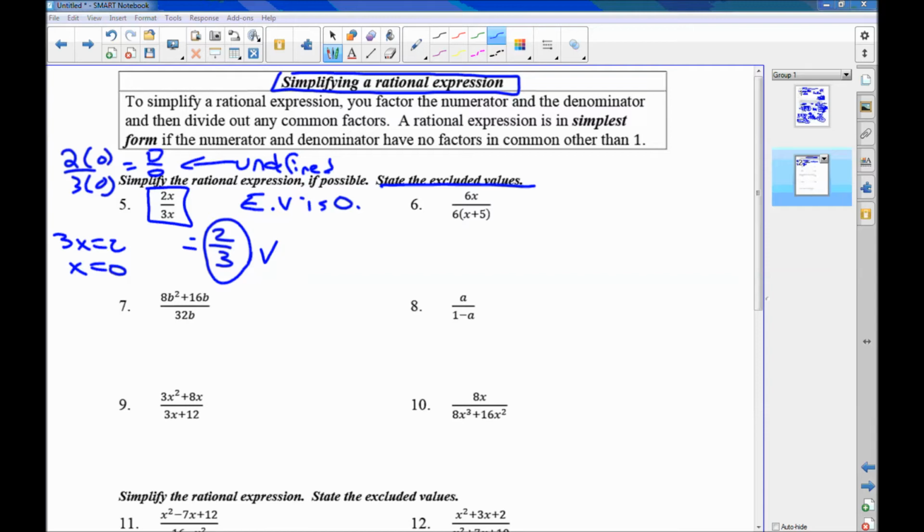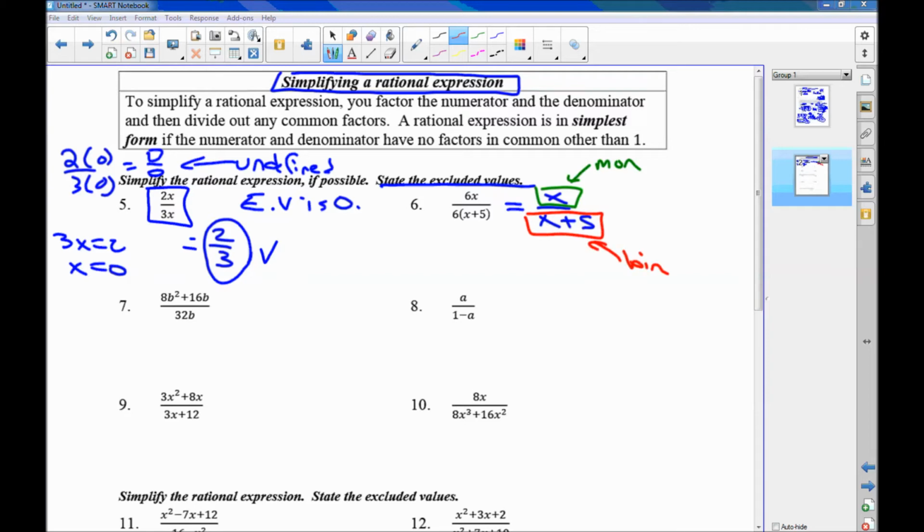All right, number 6. On top, it's already factored. 6 times x, a monomial, can't be broken apart anymore. The bottom's already factored. They factored out a common monomial of 6. And then we can cancel the 6's. And we're left with x plus 5 underneath of x. Now, a lot of people will try to cancel the two x's out and make this 1/5. But be careful. Monomials, which is what the top is, will only cancel with other monomials. And the bottom, which is a binomial, will only cancel with other binomials.